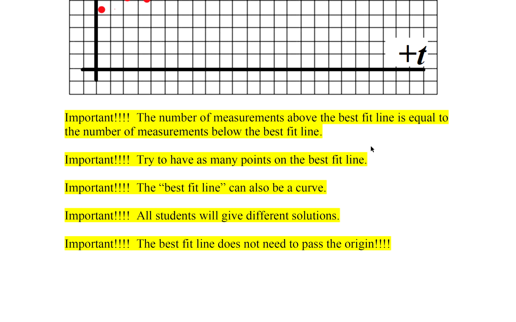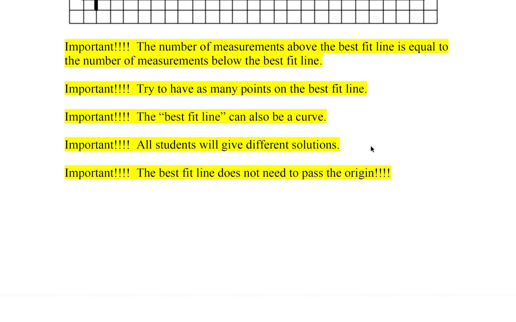So here we go. The number of measurements above the best fit line is equal to the number of measurements below the best fit line. Try to have as many points on the best fit line as possible. The best fit line can also be a curve, so that word line is a little bit deceptive. All students will give different solutions, and the best fit line doesn't need to pass through the origin.